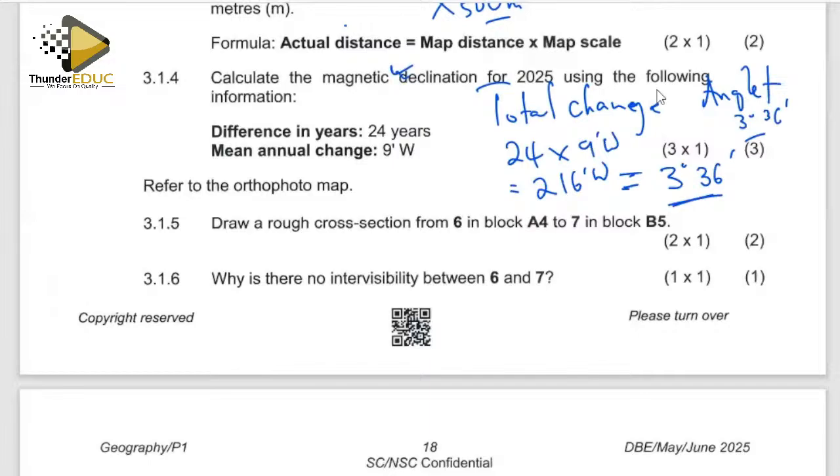Right, refer to the orthophoto map. Draw a rough cross-section from 6 in block A4 to 7. When you're drawing a rough cross-section, just be mindful of the heights. You just check the general heights. How are they inclined towards each other? Where your contour lines are closer to each other, it means that is a steep sloping area. Where your contour lines are further apart, that implies that it's a gently sloping area. That is how you can draw a rough cross-section.